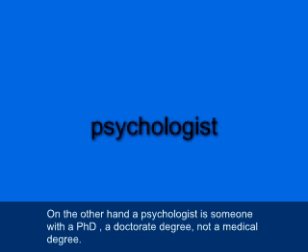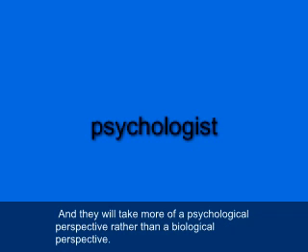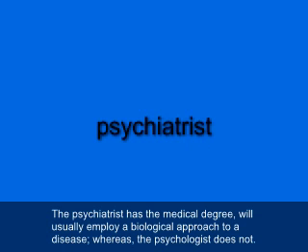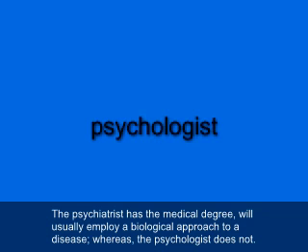On the other hand, a psychologist is someone with a PhD, a doctorate degree, not a medical degree, and they will take a more psychological perspective rather than a biological perspective. And they'll generally employ some forms of counseling or clinical intervention in order to help patients with mental disorders. So the psychiatrist has the medical degree, will usually employ a biological approach to a disease, whereas the psychologist does not.